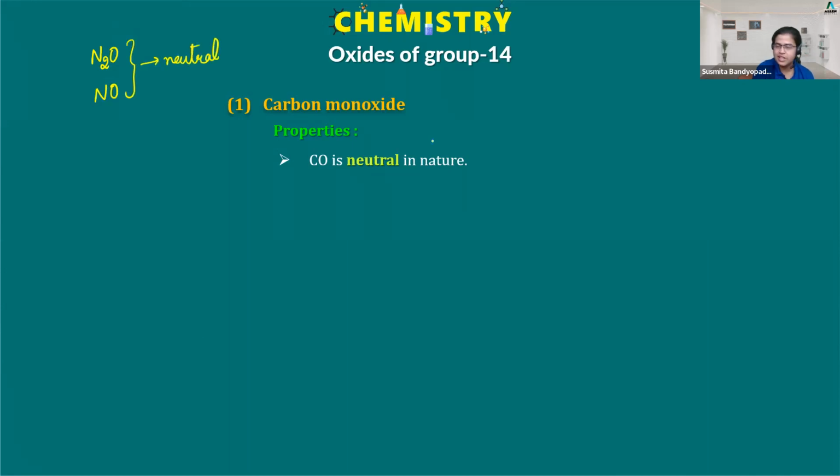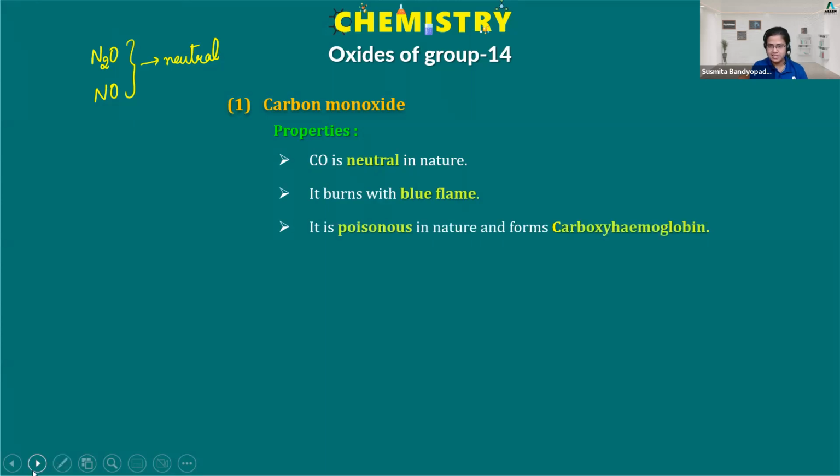You should know this. It burns with a blue flame. CO is neutral in nature. Poisonous, carboxyhemoglobin. You know the story. It can act as an oxidizing as well as a reducing agent. Students, do you know when that happens?